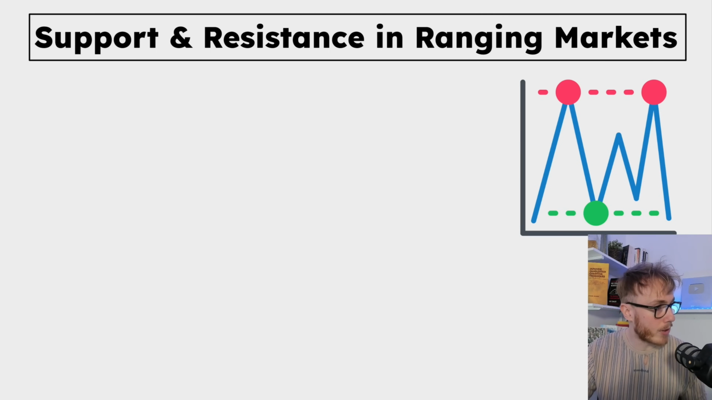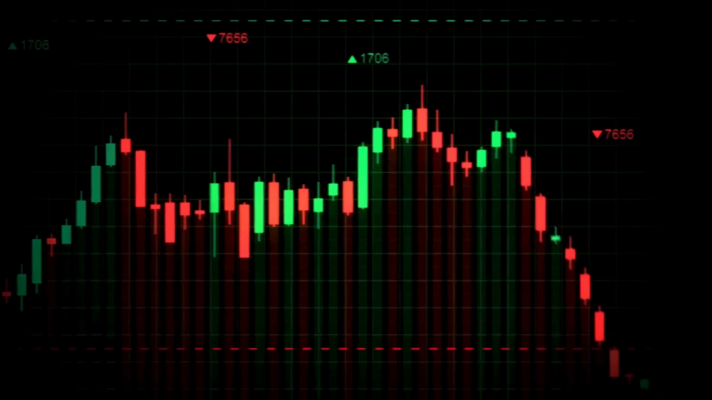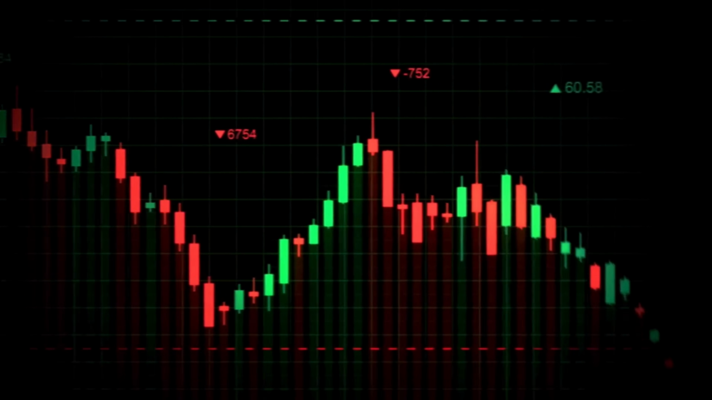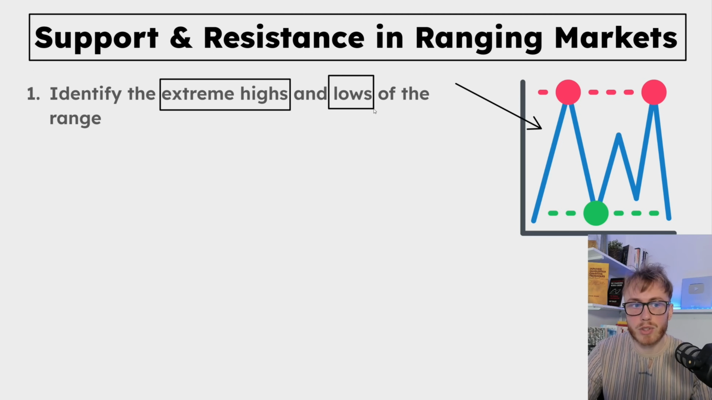And ranging markets is, as you can see here, pretty much when we have the price going sideways. It's not in an uptrend, it's not in a downtrend, it is in a range. And the very first principle here is that we want to identify the extreme highs and lows of the range. So once again, we want to focus on the edges of the range. We don't really want to focus on the middle of the range. It's possible, as we talked about before, to find some kind of support and resistance in the middle, but it's more important. The first step is that you want to identify the highest and lowest point of the range.